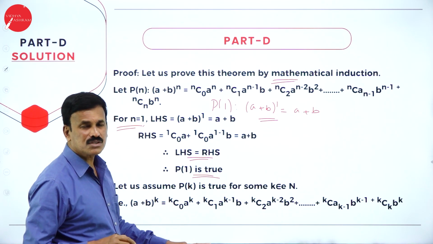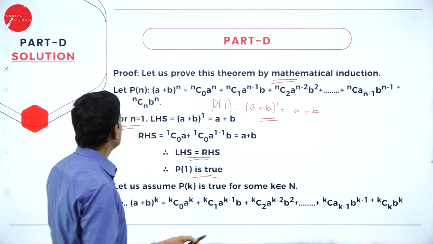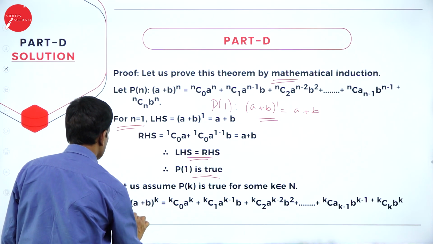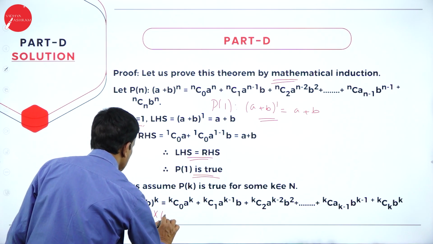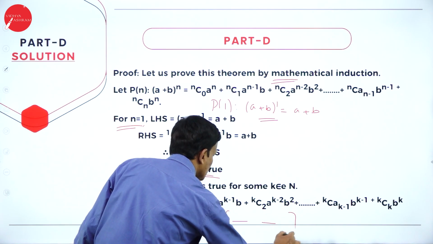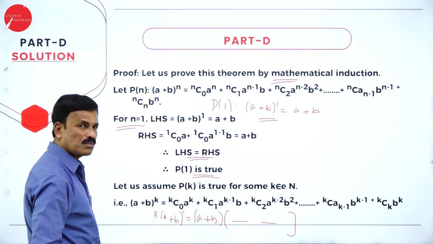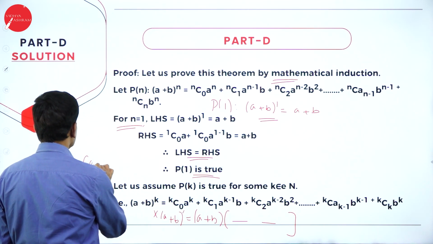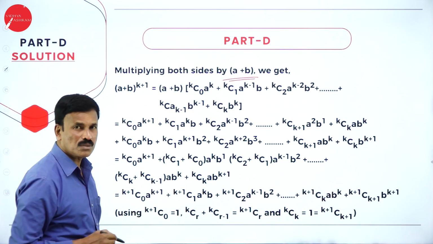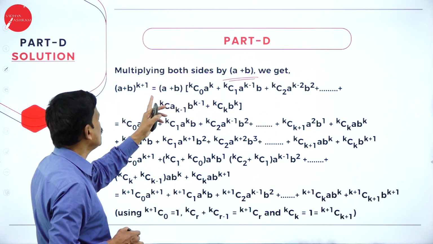Just to prove that this is also true for k + 1, multiply both sides of this equation by (a + b). Now let us multiply both sides by (a + b). What we will get? Here (a + b)^k into (a + b) is equal to (a + b) into this entire term. So this is nothing but (a + b)^k, and this is (a + b)^1. According to the law of indices, (a + b)^(k+1) is equal to (a + b) into, just multiply each and every term by a and then b.